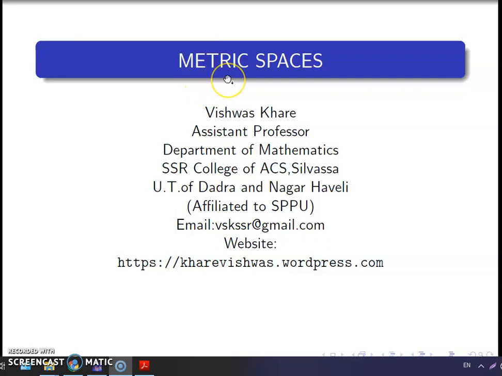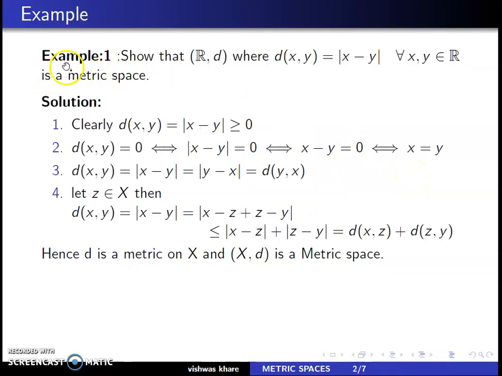In today's tutorial, we will talk about the definition of a metric space with an example. First, let us take an example. Show that (R, d), where d(x,y) is defined as modulus of x minus y for all x, y belongs to R, where R is the set of real numbers, is a metric space.